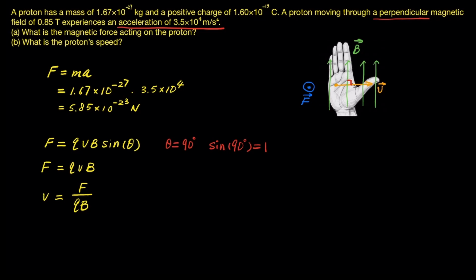If we plug in the force we just calculated, which is 5.85 times 10 to the power of negative 23 Newtons, along with the proton's charge of 1.6 times 10 to the power of negative 19 coulombs, and the magnetic field, which is 0.85 Tesla, we find that the proton is traveling at a speed of about 4.3 times 10 to the power of negative 4 meters per second.